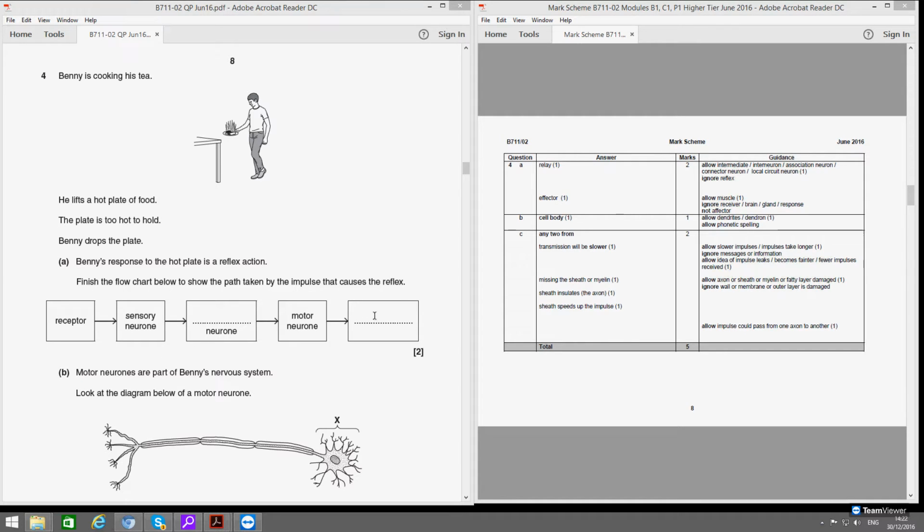So that is your reflex action. Remember, the key here is that there is no brain involvement and there is an effector involved, which will release the plate, dropping it.